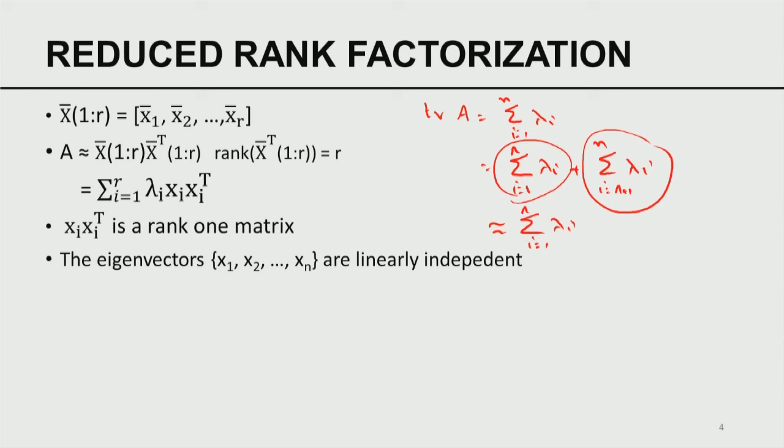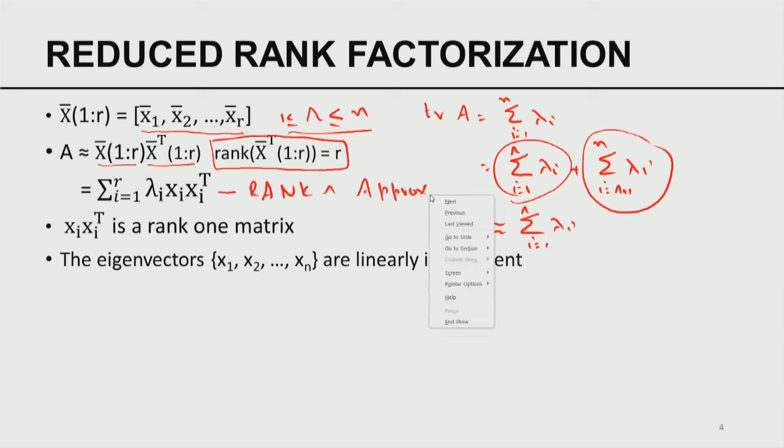Therefore, I am going to take only the first r columns corresponding to the first r eigenvalues. So this is the matrix of the first r eigenvectors, where r is a number such that 1 is less than or equal to r, which is less than or equal to n. So r lies in this region. If r lies in this region, now I can approximate A using the product of X bar and X bar transpose. Please understand the rank of this matrix is r. So this is what is called the rank r approximation to A.